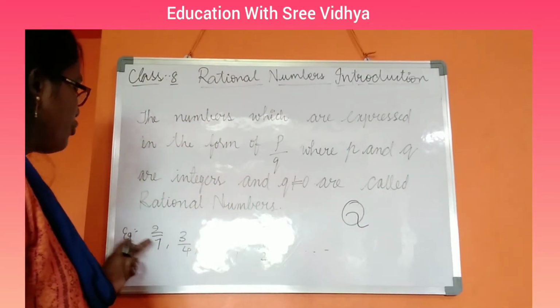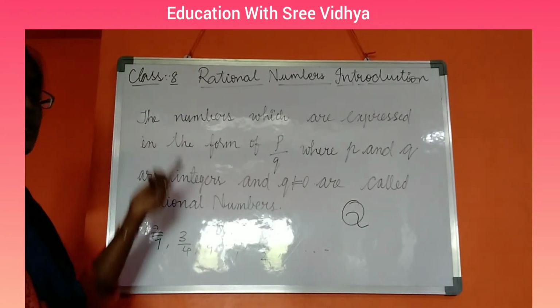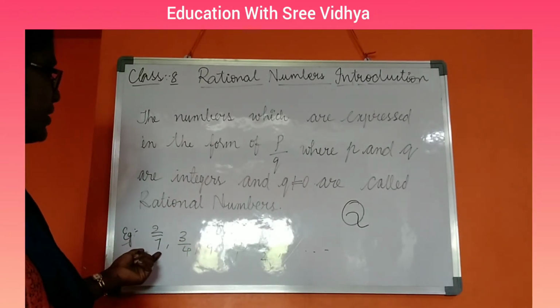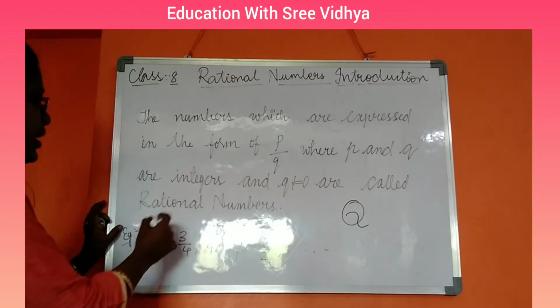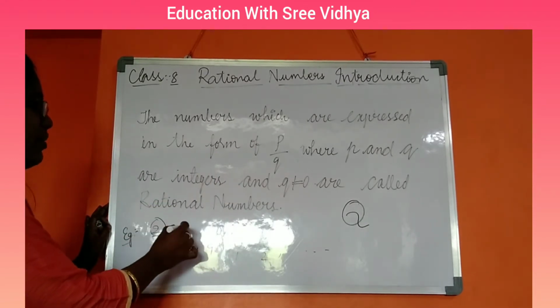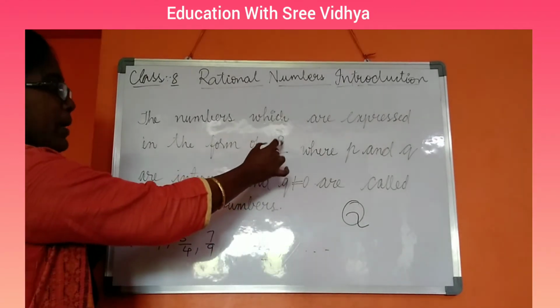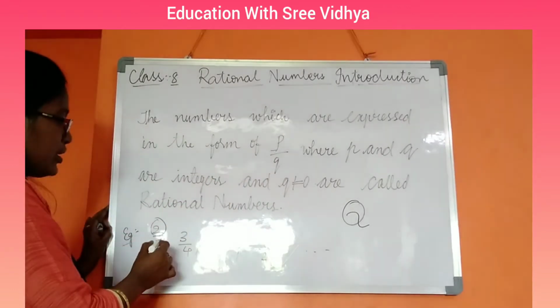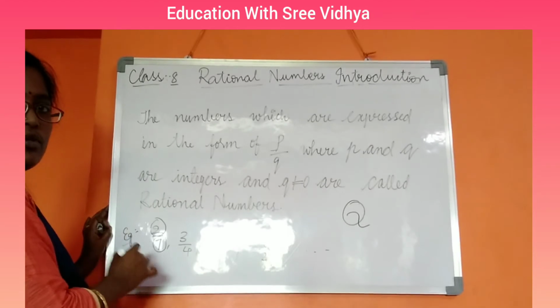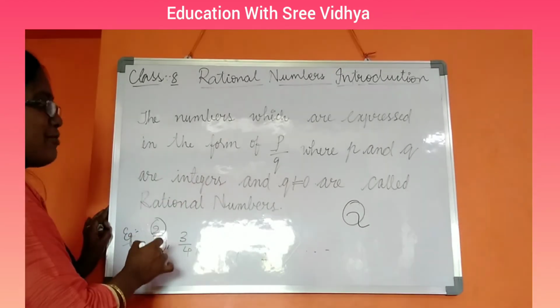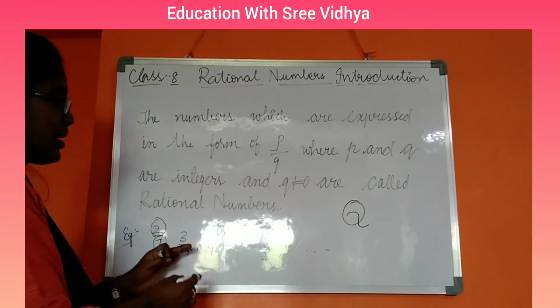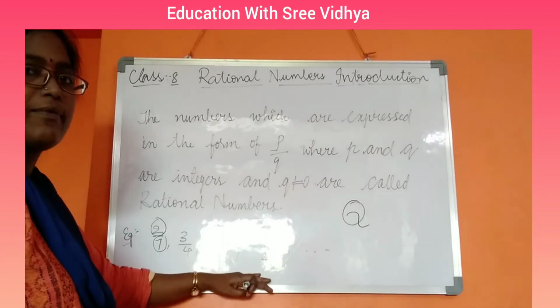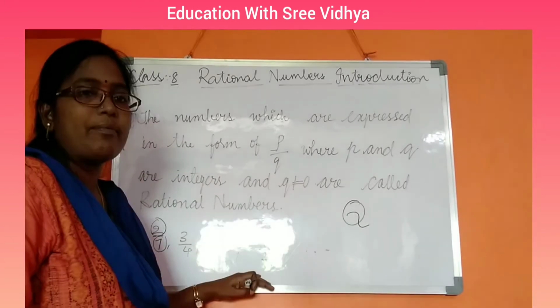And a few examples of rational numbers are 2 by 7, 3 by 4. Here it may be a positive value, P may be either positive or negative, children, and Q is not equal to 0. So this is in the form of P by Q. Here are a few examples given for rational numbers.